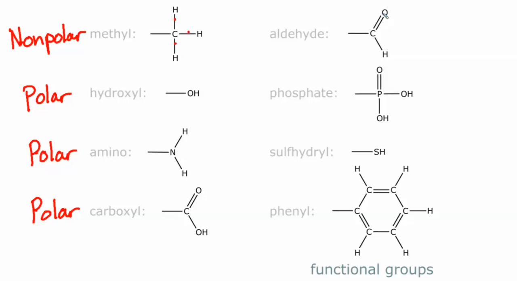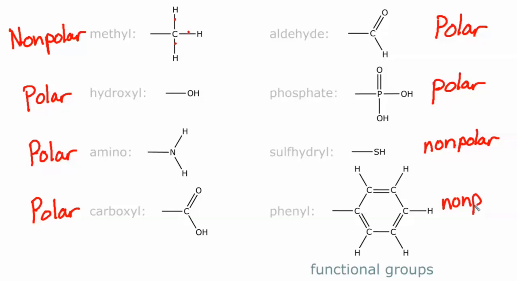What about aldehydes? This one could be tricky. We have both a polar bond, the OH bond, and a nonpolar bond, the CH bond. The presence of a polar bond makes the functional group as a whole polar, even if the neighboring bond is nonpolar, so our aldehyde is a polar group. What about phosphates? Looks pretty polar to me. Sulfhydryl groups have an SH bond, which is fairly nonpolar. And last but not least, phenyl groups are nothing but C's and H's, so they're definitely nonpolar. There you have it, functional groups.